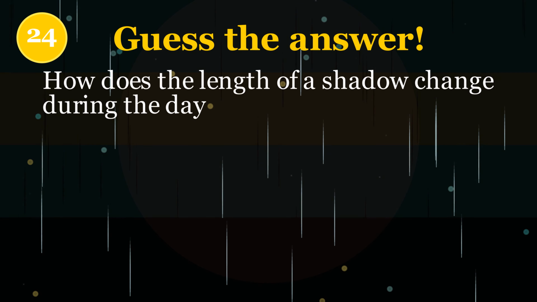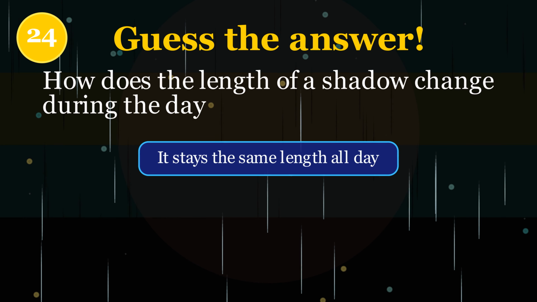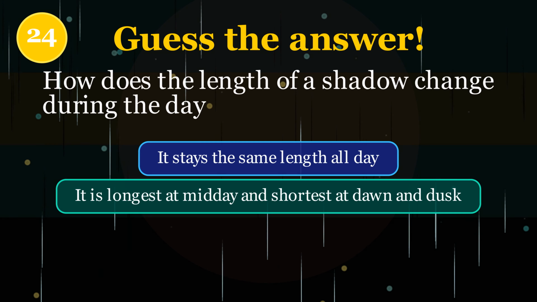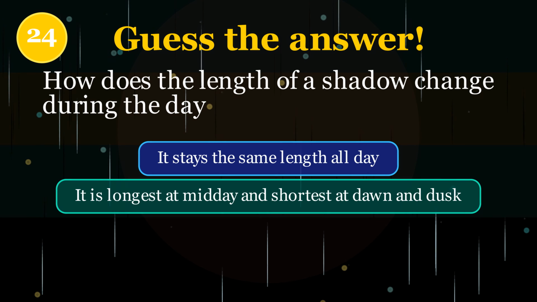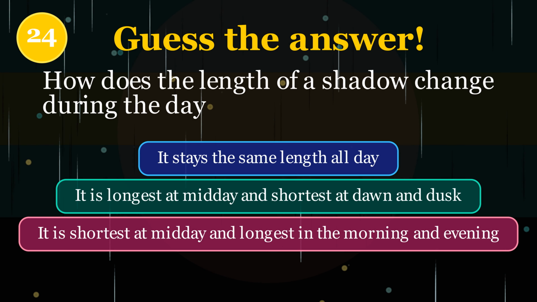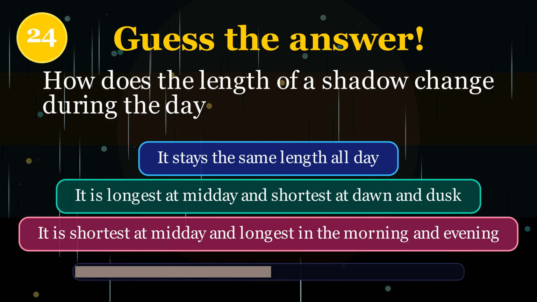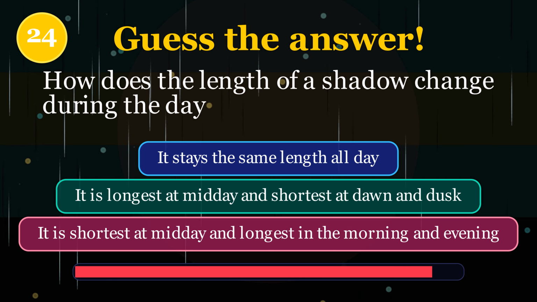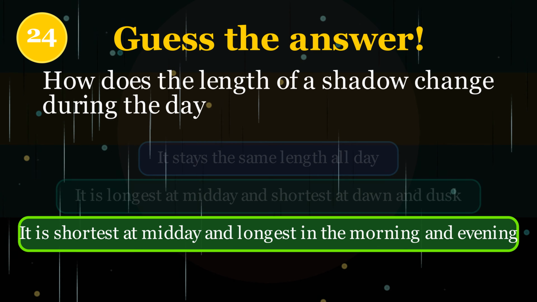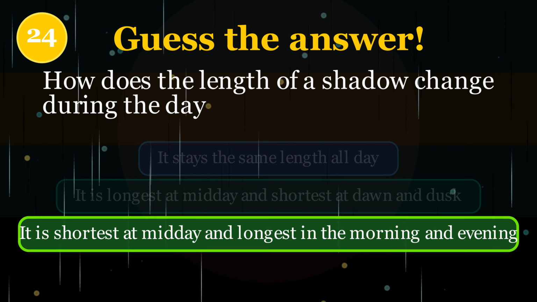How does the length of a shadow change during the day? It stays the same length all day. It is longest at midday and shortest at dawn and dusk. It is shortest at midday and longest in the morning and evening. The correct answer is, it is shortest at midday and longest in the morning and evening.